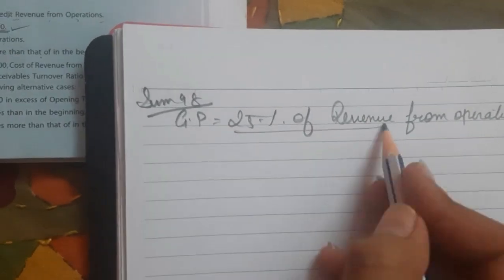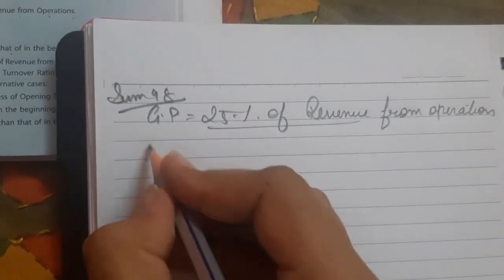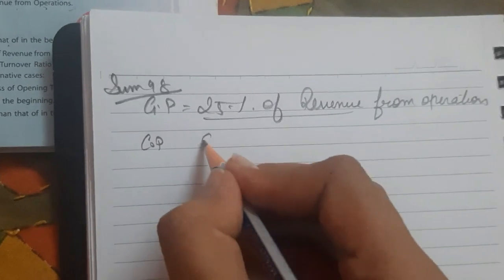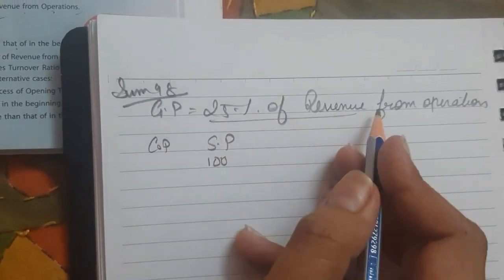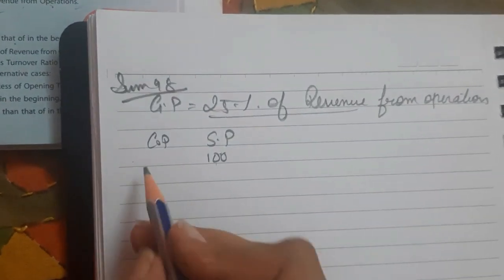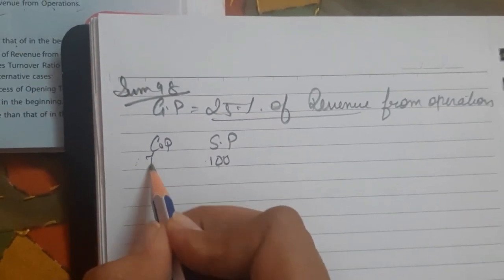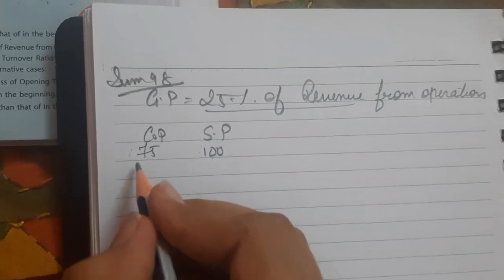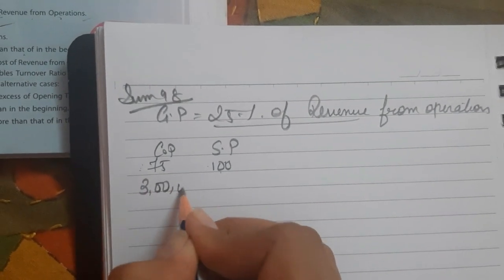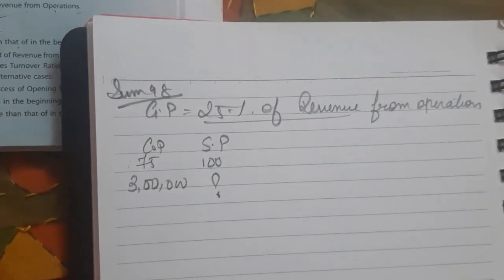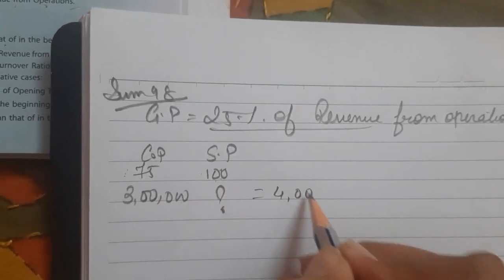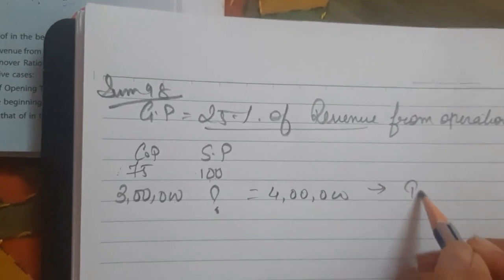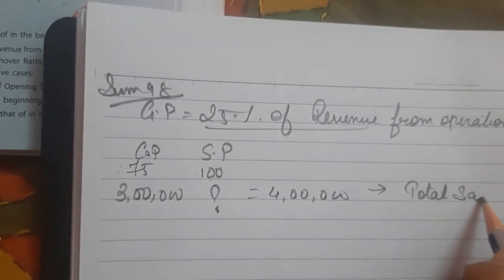Whenever it is given as 25% on sales, you will use the CPSP method. Now keep SP as 100 because we are given 25% on sales. So your cost price would be 25% less than that, that is 75. Now cost is given to you as 3 lakh. So find out selling price, that is 3 lakh into 100 divided by 75, you'll get your sales as 4 lakh. Now you got your total sales as 4 lakh.